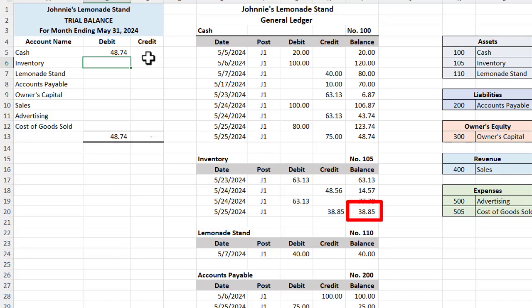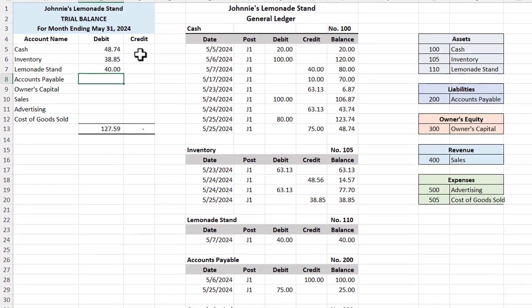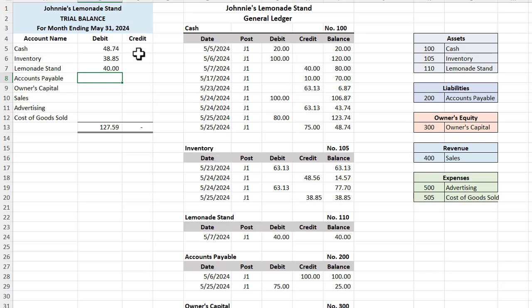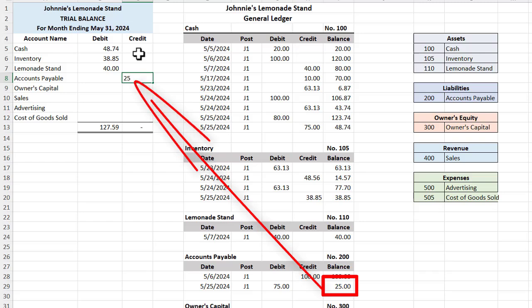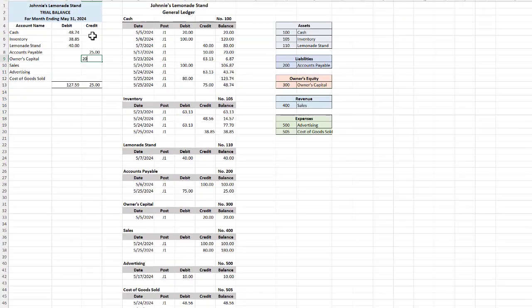Inventory has a balance of $38.85. I will enter it in the debit column for the inventory account. I will enter the $40 balance for the lemonade stand in the lemonade stand debit column. Accounts payable is a liability account, and liability accounts have credit balances. I will enter the balance of $25 in the credit column of the accounts payable account. I will enter the rest of the balances in the appropriate columns of the trial balance.